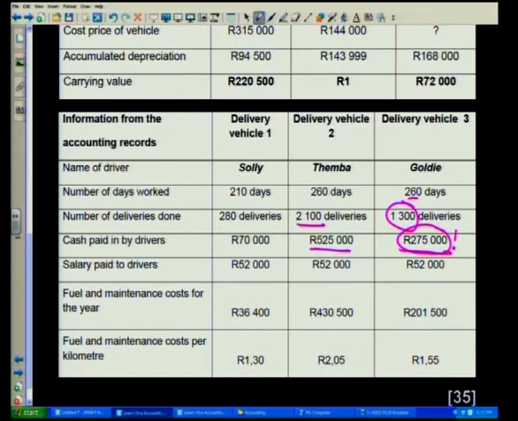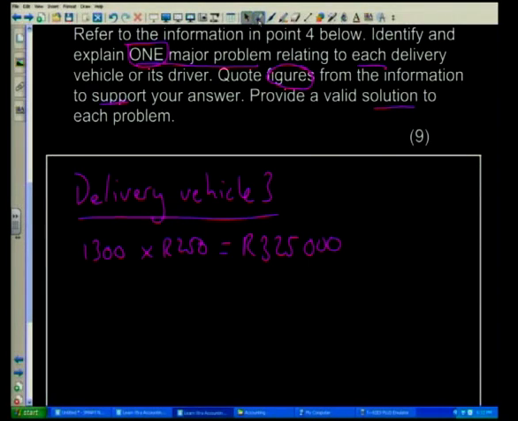Because the driver was supposed to have paid in 325,000 and she paid in only 275,000, she could be committing fraud or she could be stealing money from the business in some way. So let's write that out in good answer form. The amount that she should have earned was 325,000 Rand.